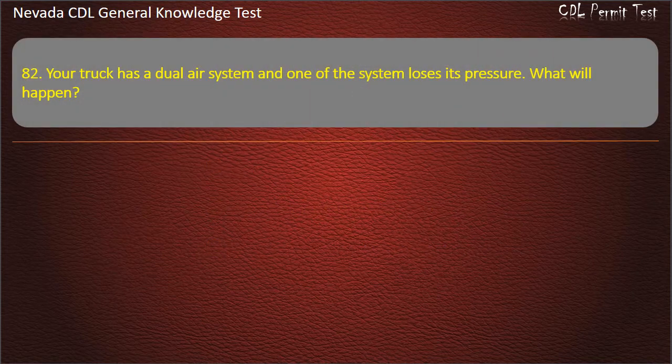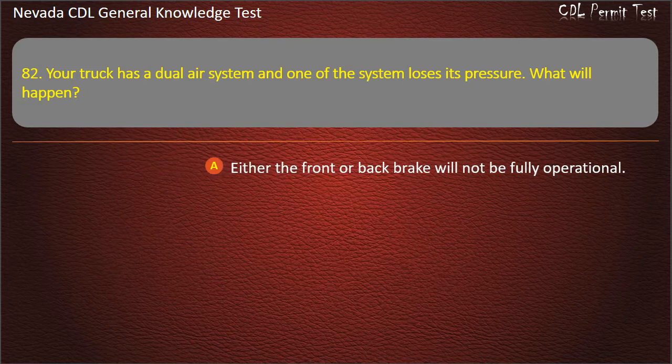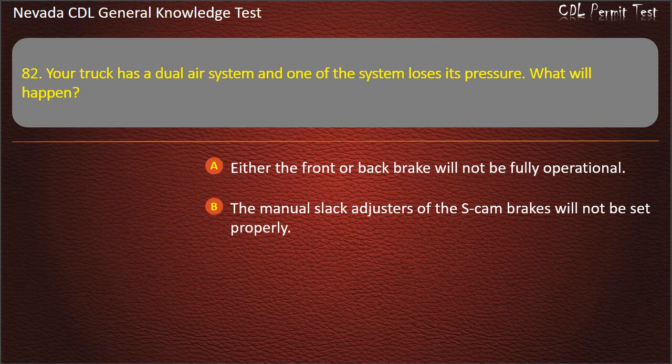Question 82. Your truck has a dual air system and one of the systems loses its pressure. What will happen? Either the front or back brake will not be fully operational. The manual slack adjusters of the S-cam brakes will not be set properly. Brake drums will not be fully pressurized. Answer. Either the front or back brake will not be fully operational.